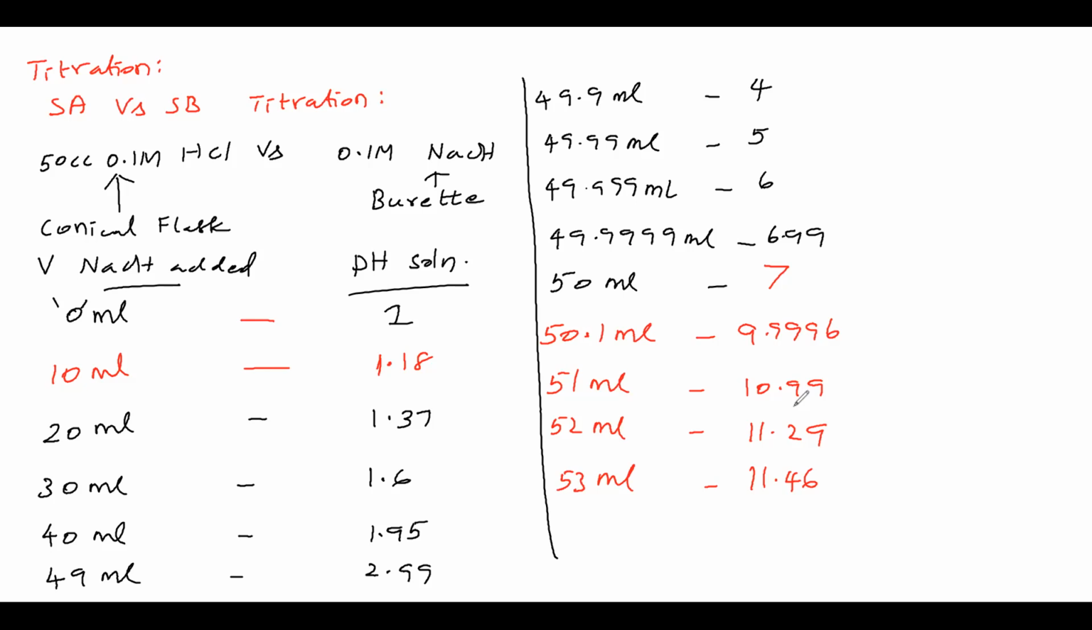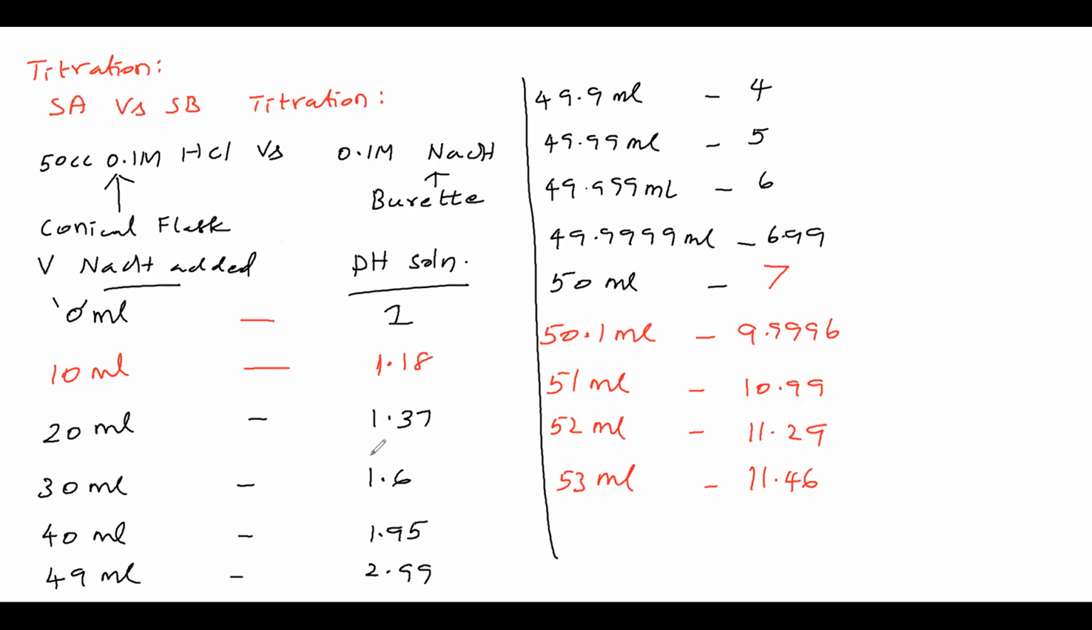Now here you see, we will study this result. Here we added 10 ml of sodium hydroxide. What is the rise in pH? You see 0.18. Again 10 ml we added. What is the rise in pH? You see roughly 0.2.